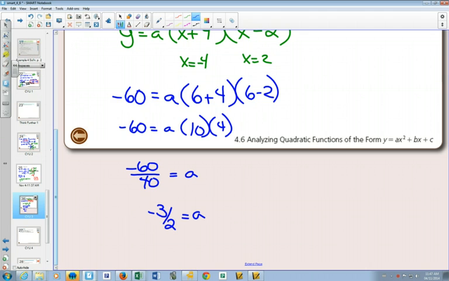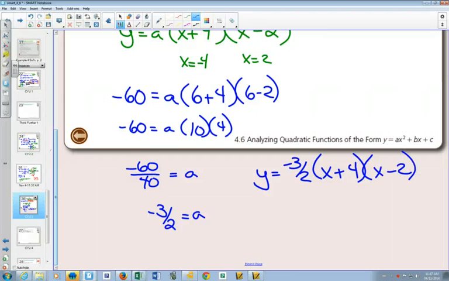So we can now go to our factored form of the equation and put in all the values. We know that A is negative 3 over 2. We knew it was x plus 4 and x minus 2. But we're multiplying, because this is all multiplication here.